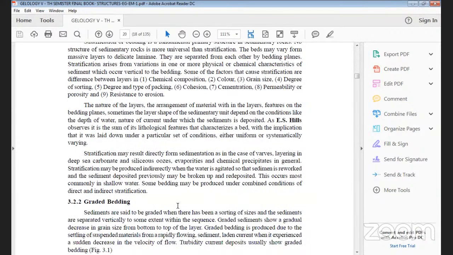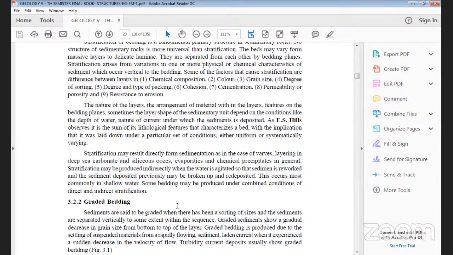Naturally, we can see stratification indirectly from sedimentation as different formations. The layers which you can see in deep sea carbonate and siliceous deposits, and other layers. In stratification, it may be produced indirectly when the water is agitated. Then the sediment is reworked, and the sediment deposited previously may be broken up and redeposited. This occurs most commonly in shallow water.